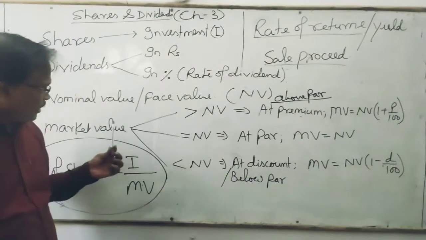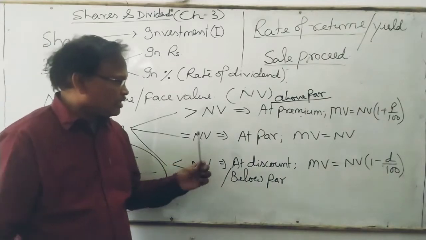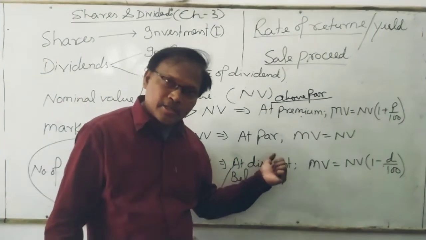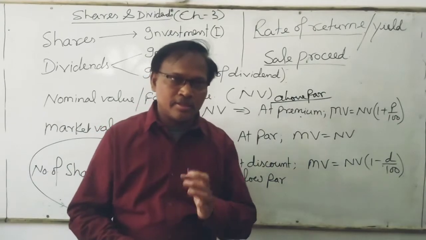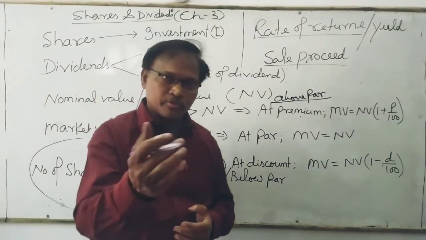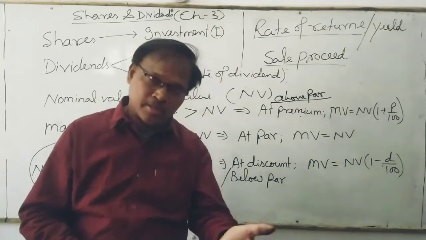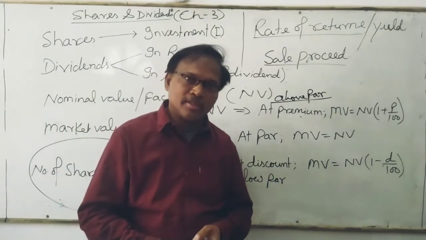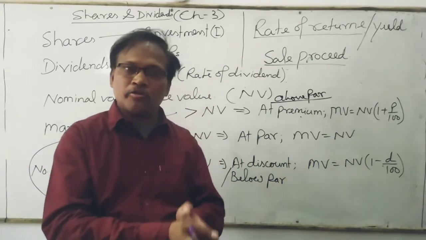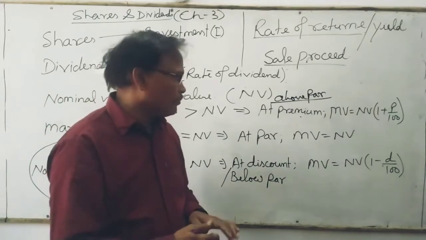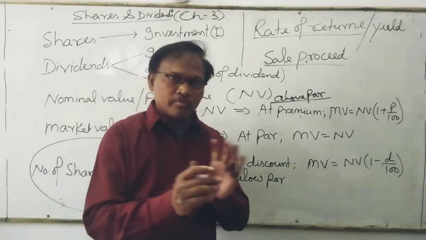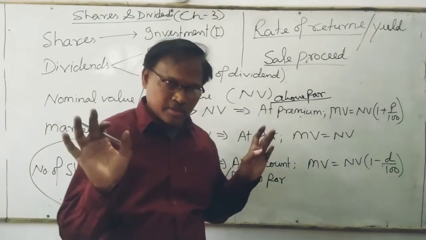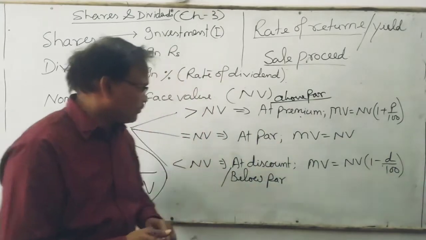Second, when the market value is equal to the nominal value, this is called at par. In some questions it is written, suppose, the rupees 100 share at par. At par का मतलब होता है कि market value और nominal value both are equal. तो market value is equal to nominal value. तो उसमें तुम्हें कहीं प्रीमियम कहीं परसेंट कुछ नहीं दिया गया होगा.